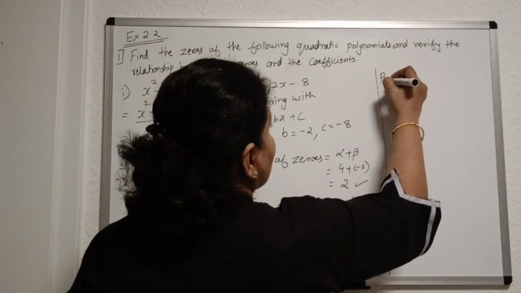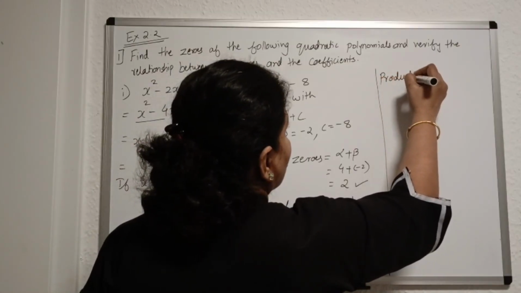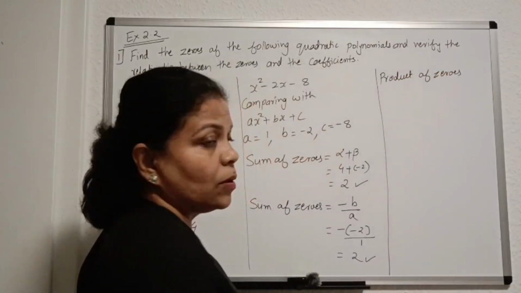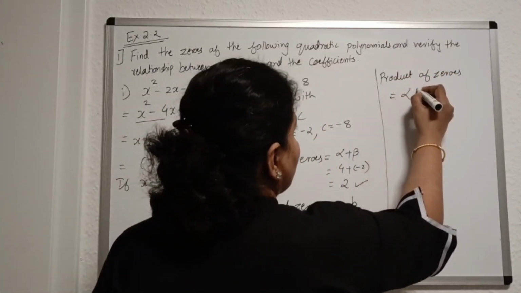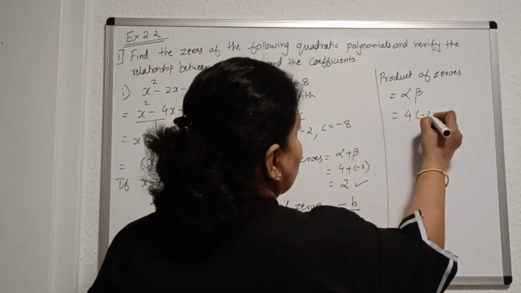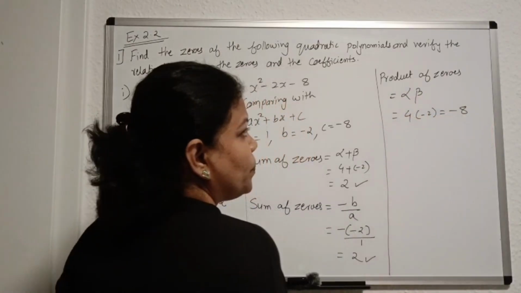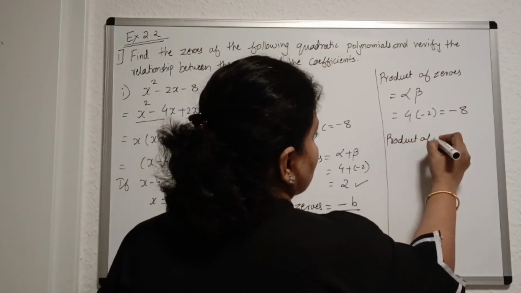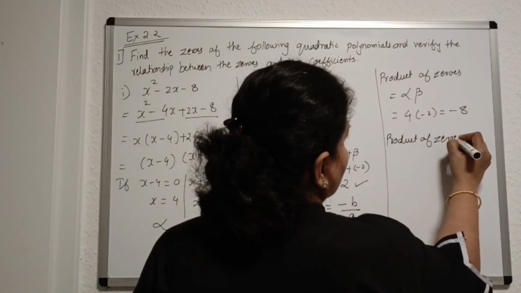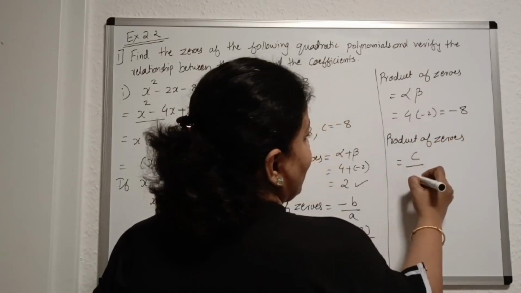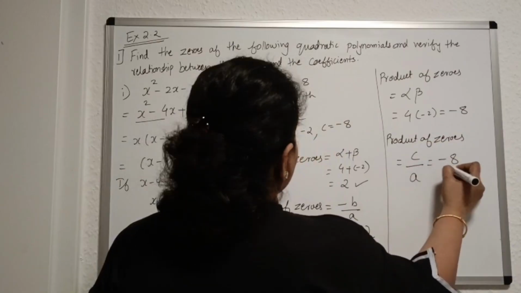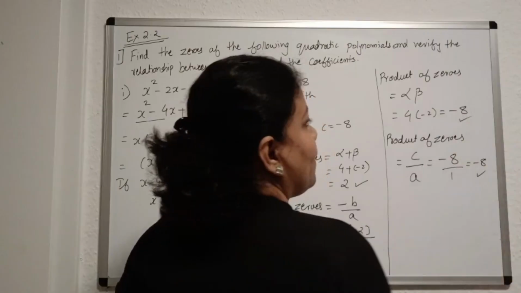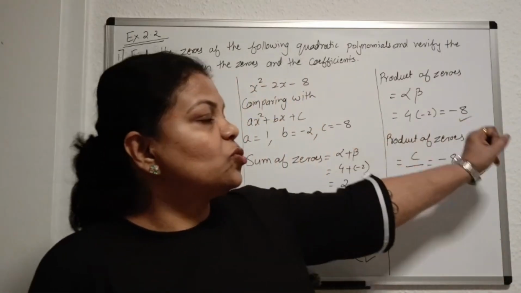Next, go to the product of zeros. Okay, that is alpha into beta we will do. 4 into minus 2, you will get minus 8. And by formula, what do we have? Product of zeros is c by a. So c is minus 8, a is 1. So you get minus 8. So by formula also minus 8. By manual taking product also minus 8.